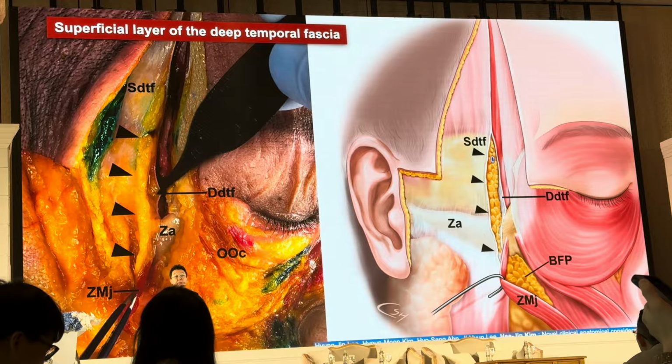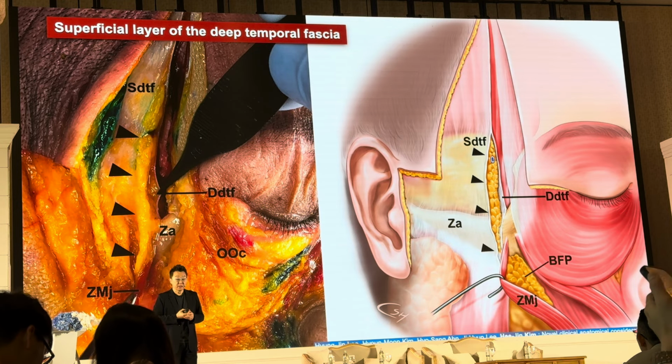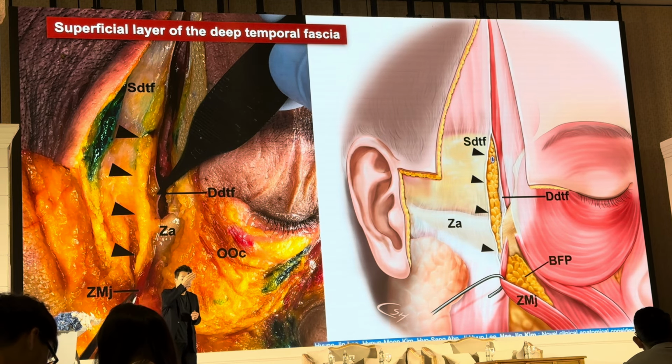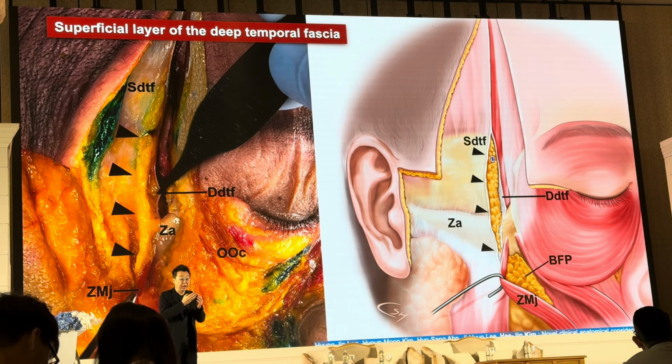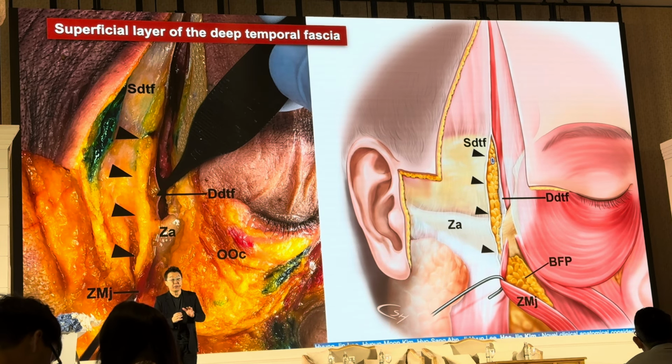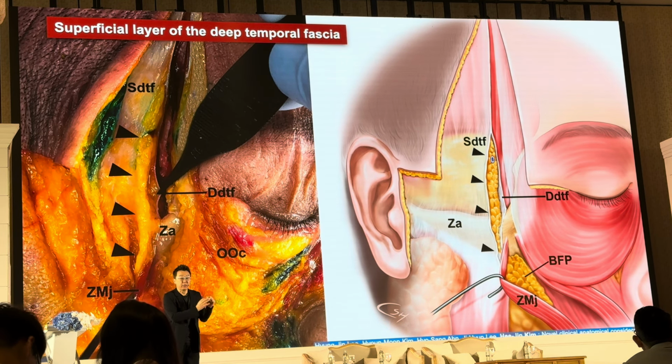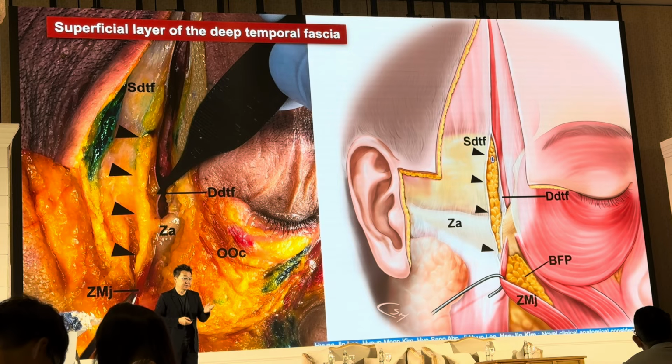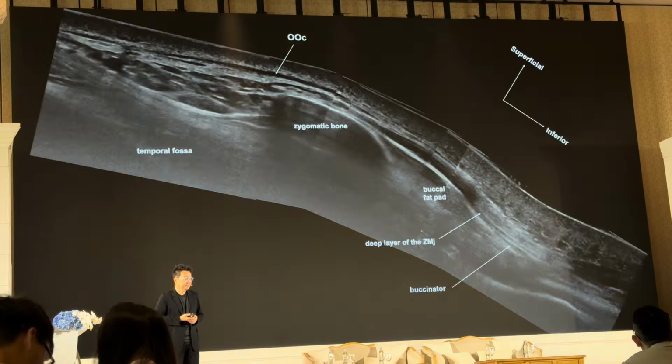As you can see, the superficial layer of the temporal fascia was not attached to the zygomatic arch areas. Instead of the attachment, it passed the zygomatic areas and became the masseteric fascia, or another very interesting fascia structure. This is the real nature of the superficial layer of the temporal fascia.